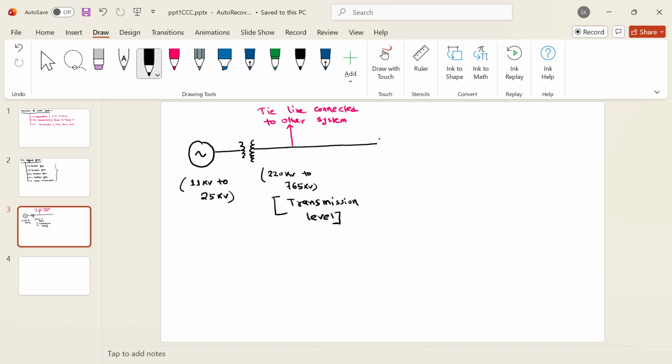Now we have the sub transmission level also. We do the step down now, okay. And this voltage level varies from basically 33 kV, sometimes up to 132 kV, okay. This is your sub transmission level.